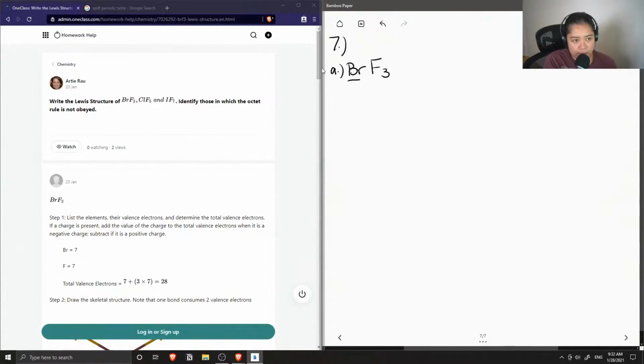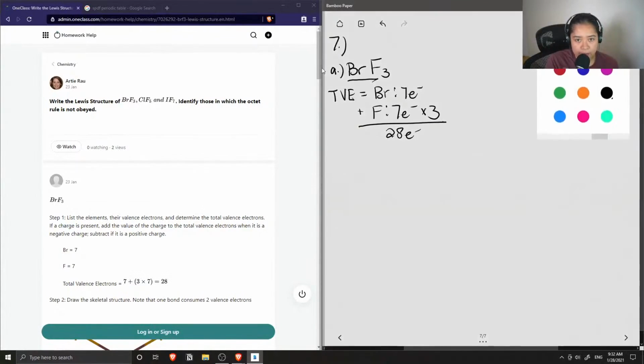And when we write out the Lewis structures, we want to first find out the total number of valence electrons in the structure. So in the case of bromine, there are 7 valence electrons. And for fluorine, there are also 7 valence electrons. And since we have 3 fluorine atoms, we multiply that by 3. And when we add this together, we get a total of 28 valence electrons.